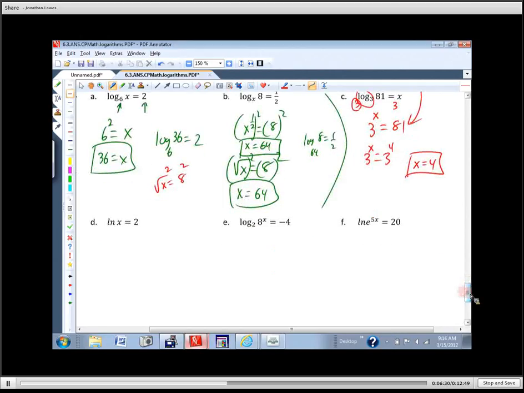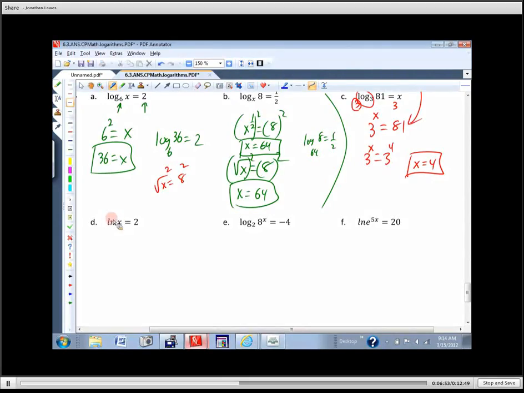Okay, let's keep that in mind on this one right here. So this is ln x equals 2. A few minutes ago we reminded you of what the n stands for. Stands for what? Natural number, or e. So the base of this logarithm is e. So this is log base e of x equals 2. Okay, and we want to know what x equals.